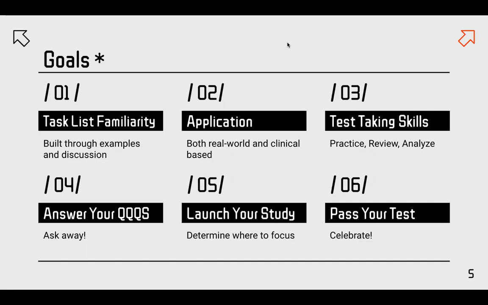Next, we'll have some test taking skills. So practice, review, analyze, pass your test. We'll answer any questions that you have. We'll hopefully launch or even wrap up your studying depending on where you're at. And then we want to help celebrate you passing your test with you.